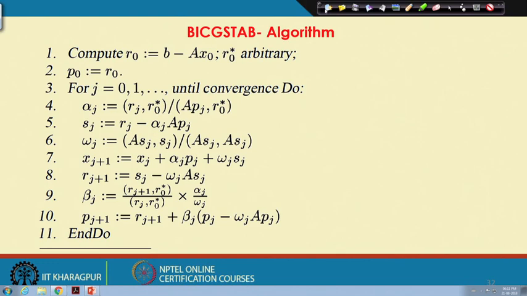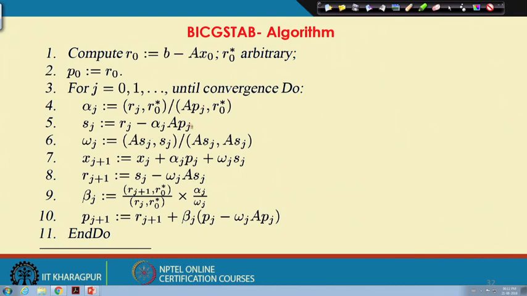So, we get the biconjugate gradient stabilized algorithm, where we start with any initial guess x 0 and the initial residual r 0 is equal to b minus A x 0, p 0 is equal to r 0. Alpha j is calculated very similar to the original biconjugate gradient method, but now using r 0 star only, because r j contains the polynomial, the phi square part is contained in r j. So, alpha j is r j dot r 0 star divided by A p j dot r 0 star.